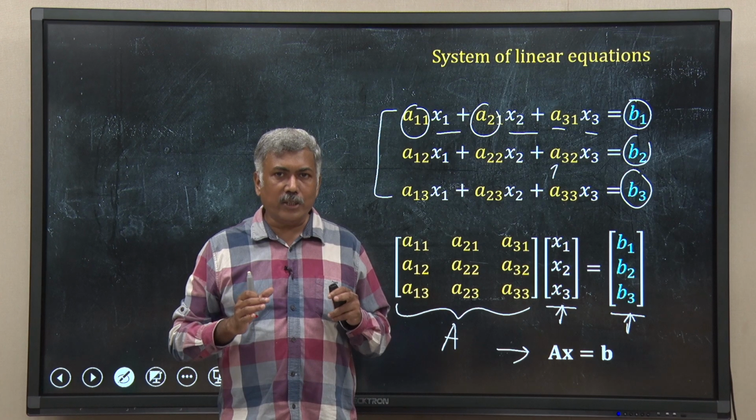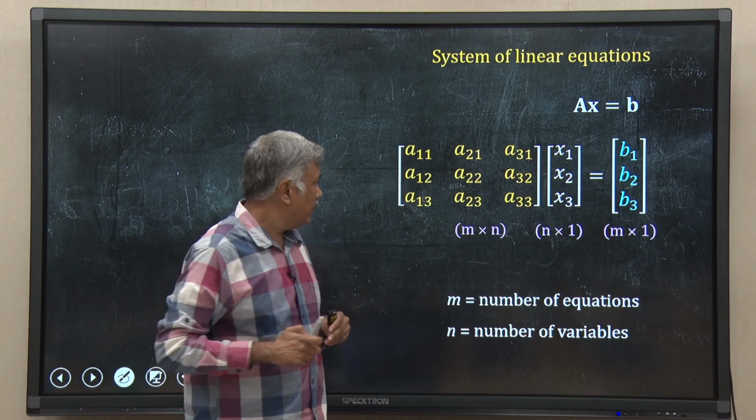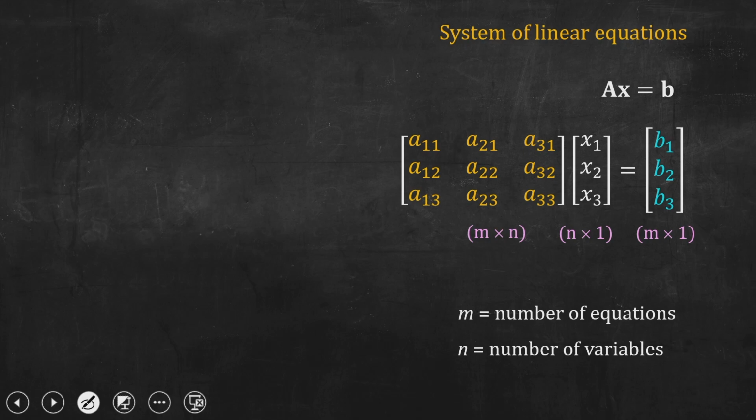Now, when we are writing this, you must have noticed one thing, the rule of multiplication must be satisfied. So, what is the dimension of this one? This is 3 into 3, right? I have 3 rows and 3 columns. What is the next vector? The vector is 3 into 1, because I have 3 rows. So, obviously, this is equal to this one. So, I can do the multiplication, and the resultant will be a 3 into 1 vector, and I have a 3 into 1 vector here. So, the rule of multiplication is satisfied.